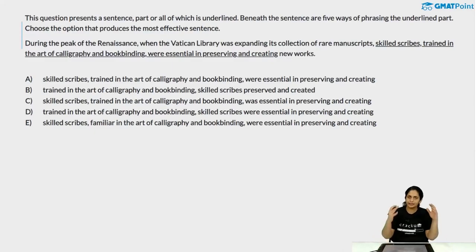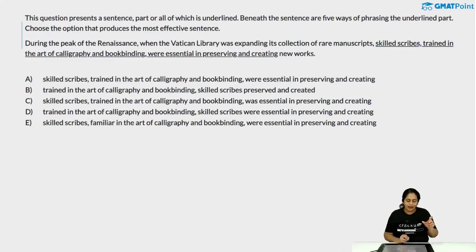So you have the splits that are given. Firstly, one option is skilled scribes. The other option is trained in calligraphy before skilled scribes as such. Now, trained in the art of calligraphy is a modifier which is essentially describing skilled scribes. If you put this just after rare manuscripts, it would be a misplaced modifier because it would look like it is modifying rare manuscripts. But manuscripts can't be trained in the art of calligraphy.